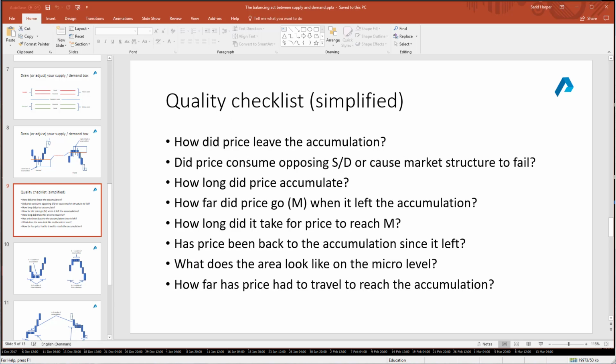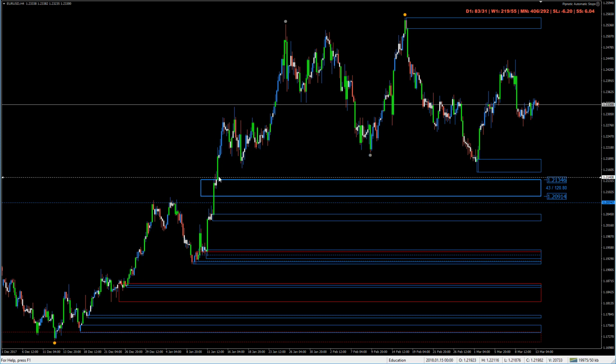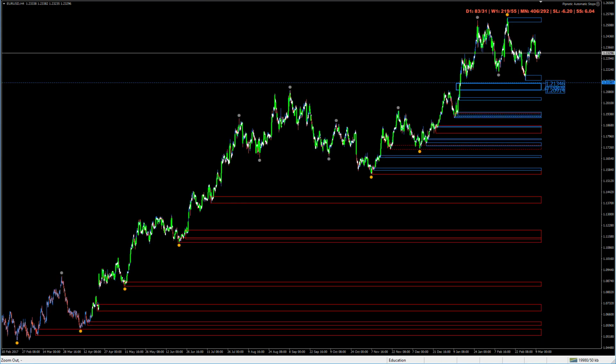Did price consume opposing supply and demand, or did it cause market structure to fail? Well, let's have a look. We marked off this line here. Let's remove the blue one. Let's put this on here. We have to see market structure fail. So we have to go like this. Did it cause market structure to fail?